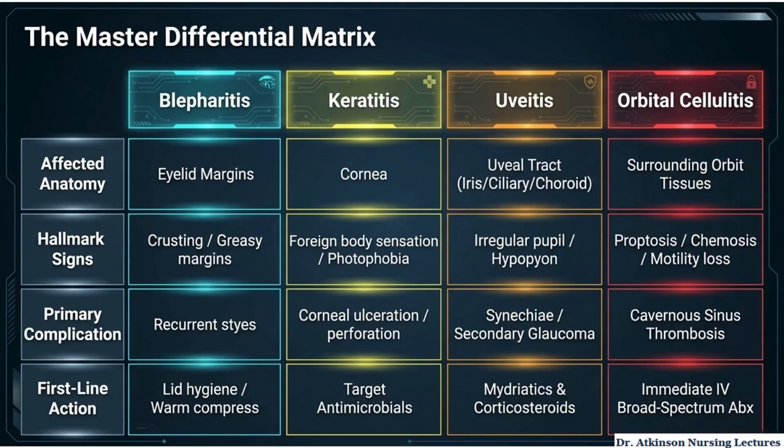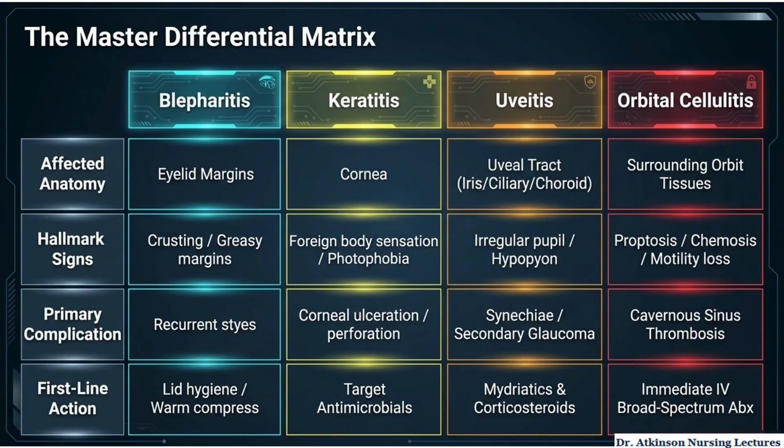This is your side-by-side reference for all 4 conditions. Blepharitis. Affects the eyelid margins. Hallmark signs are crusting and greasy margins. Primary complication is recurring styes and chalazia. First-line action is lid hygiene and warm compresses.